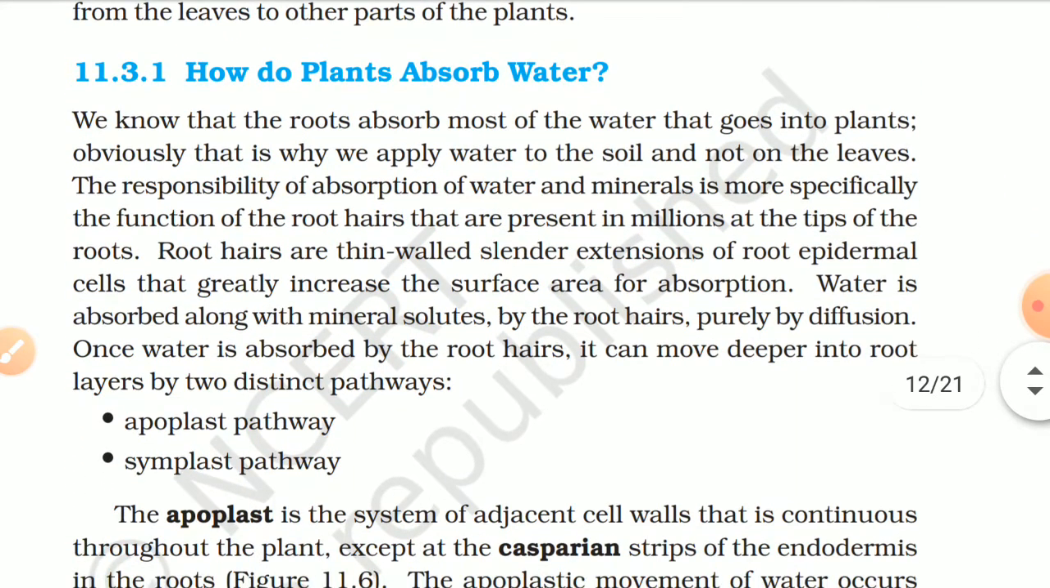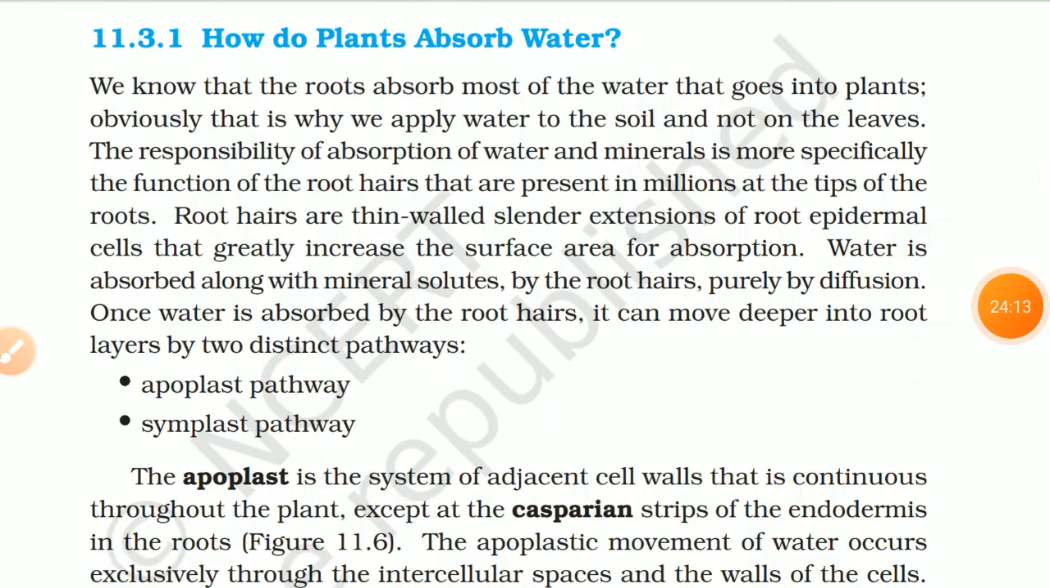11.3.1 How do plants absorb water? We know that the roots absorb most of the water that goes into a plant. Obviously, that is why we apply water to the soil and not on the leaves. The responsibility of absorption of water and minerals is more specifically the function of the root hairs that are present in millions at the tip of the roots. Root hairs are thin-walled, cylindrical extensions of the root epidermal cells that greatly increase the surface area for absorption.